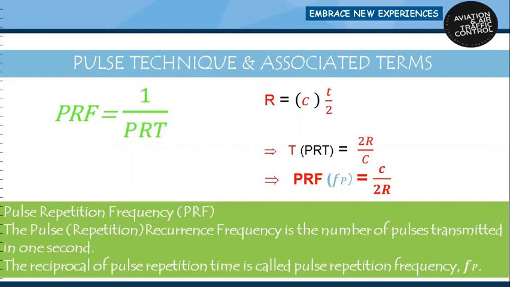The range of a target depends on the time taken by the electromagnetic wave to return and the speed at which it travels. Assume the total time is T. So the target is half that time away from the antenna, and the range formula becomes speed times time divided by 2. So pulse repetition frequency equals the speed of light divided by 2 times the range.